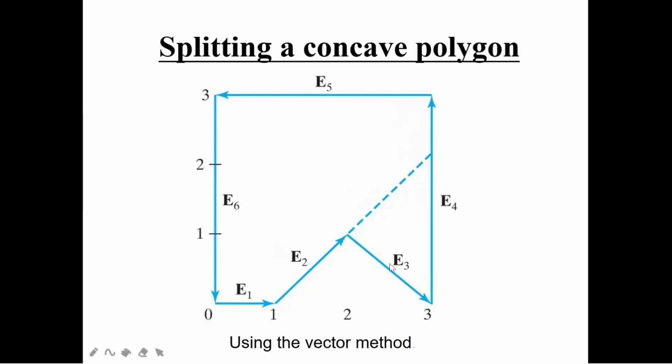Then this side will be your x-axis and this side will be your y-axis. So your polygon has to join over here at 3 on the y-axis. This is your 1, 2, 3. That's just a division. We have here six edge vectors: E1, E2, E3, E4, E5, and E6.